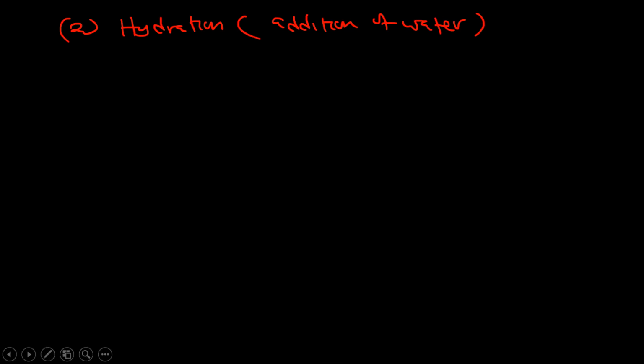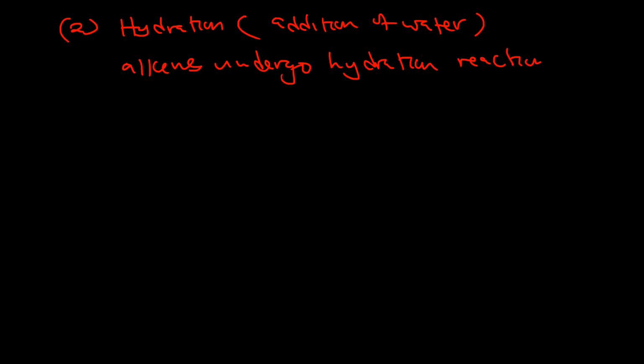Then the other addition reaction is called hydration. Hydration is just the addition of water, resulting in the formation of alcohol. So alkenes can undergo addition reaction of water to form alcohol. So alkenes undergo hydration reaction to form alcohol. Then what conditions are needed for this reaction?